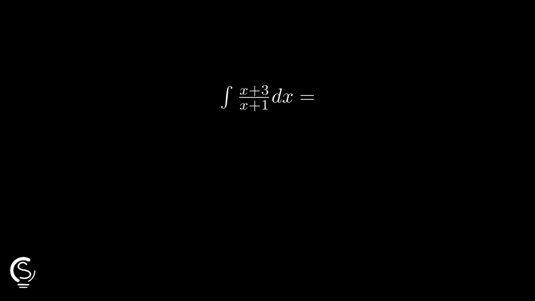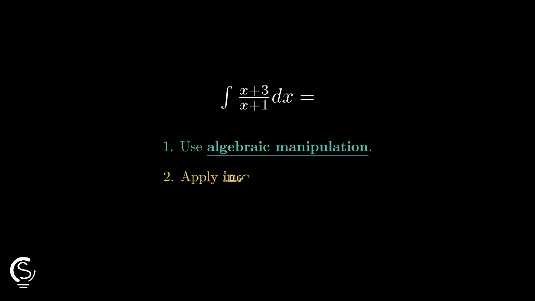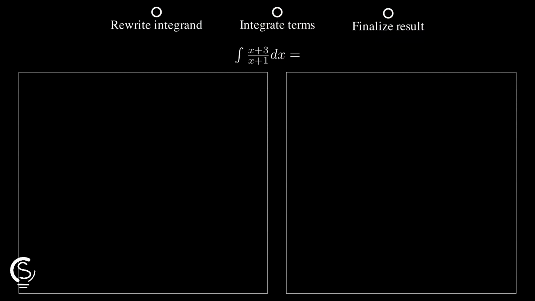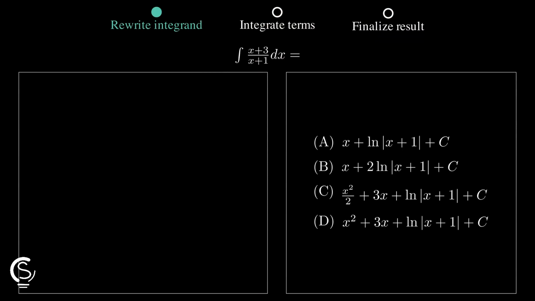Calculus problems like this rational function integral look intimidating, but you can solve them in seconds by using simple algebraic manipulation to break down the fraction. To integrate this fraction, rewrite the numerator to match the denominator. By splitting x plus 3 into x plus 1 plus 2, we simplify the expression into two easier terms.